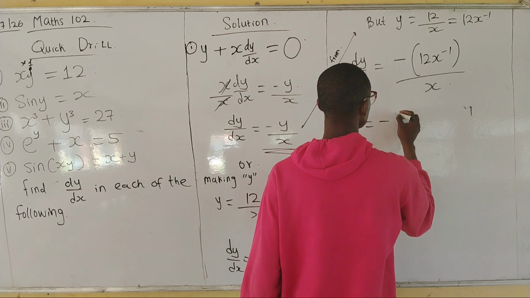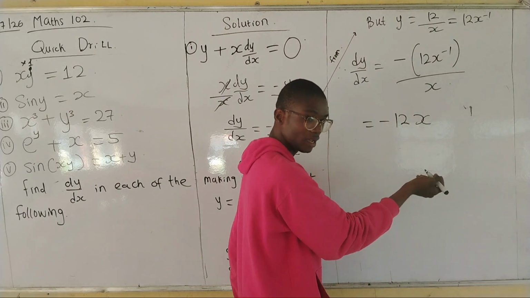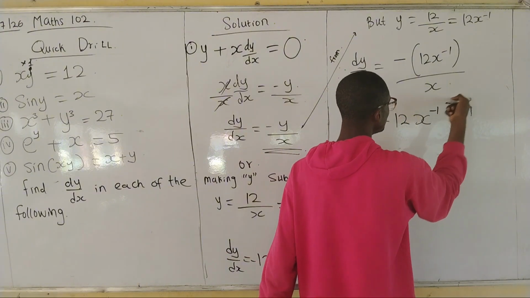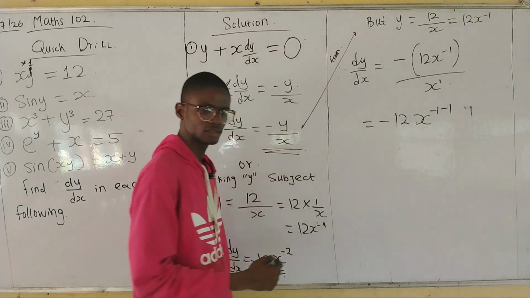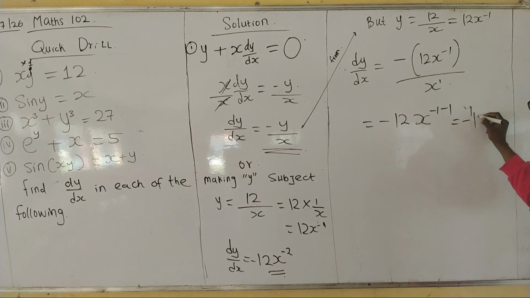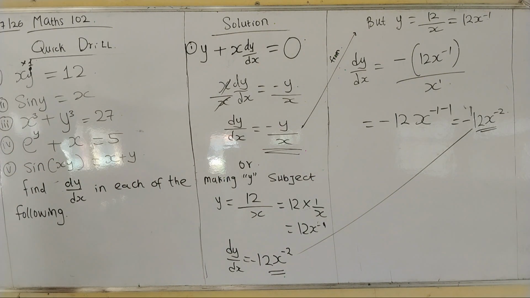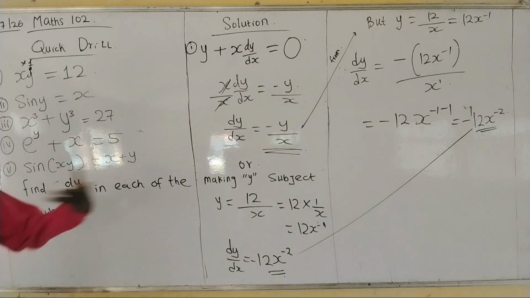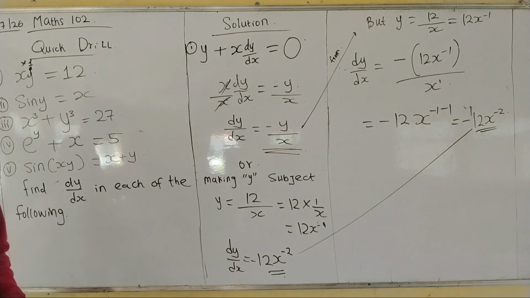Minus 12x, this guy, according to indices, if you remember, will be minus 1, minus 1, because it has a power of 1, and they are dividing. Which gives you minus 12x minus 2. What is the difference between it and this? So what you get by implicit differentiation is still the same thing you get when you express it explicitly.